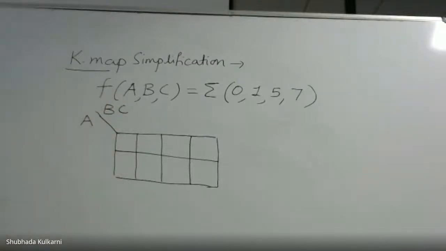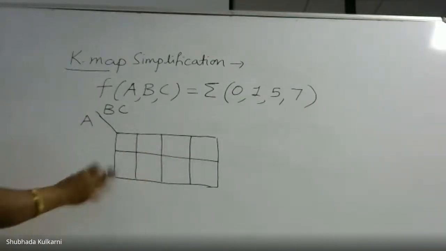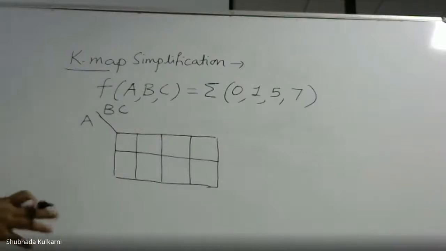So I'm just showing you how to construct the K-map. First thing, we have to see how many variables. Then 2 raised to 3 is 8. 8 can be 4 cross 2 or 2 cross 4. So 2 types of map can be constructed: 2 rows, 4 columns, or 4 rows, 2 columns. Any combination will be fine.